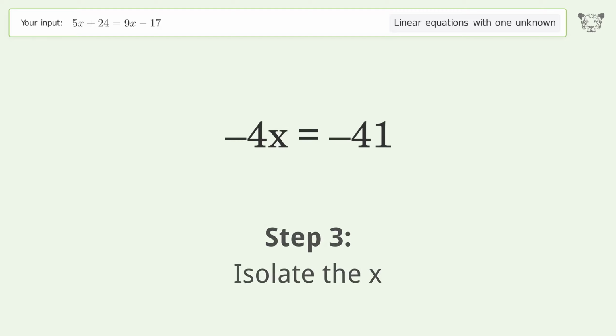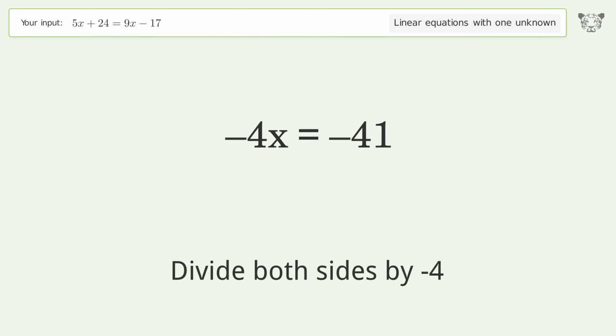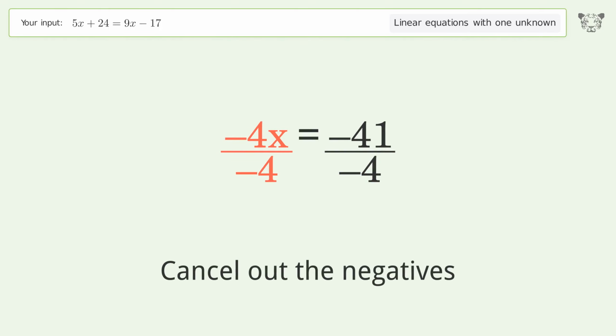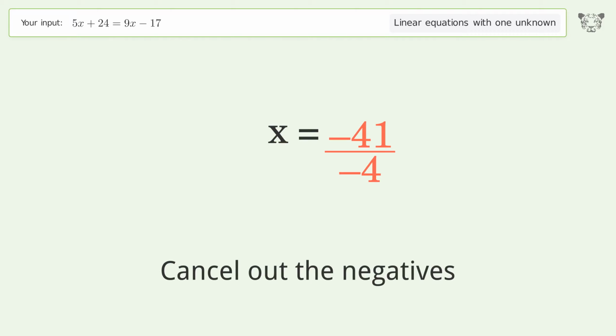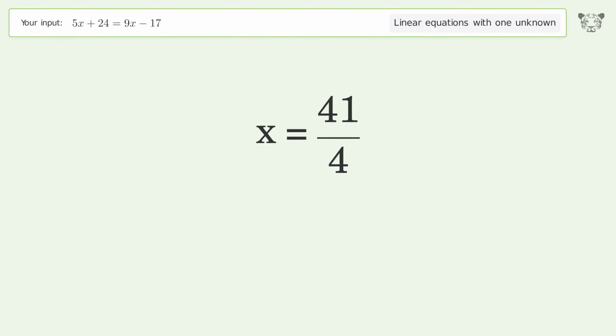Isolate the x. Divide both sides by -4. Cancel out the negatives. Simplify the fraction. Cancel out the negatives. And so the final result is x equals 41/4.